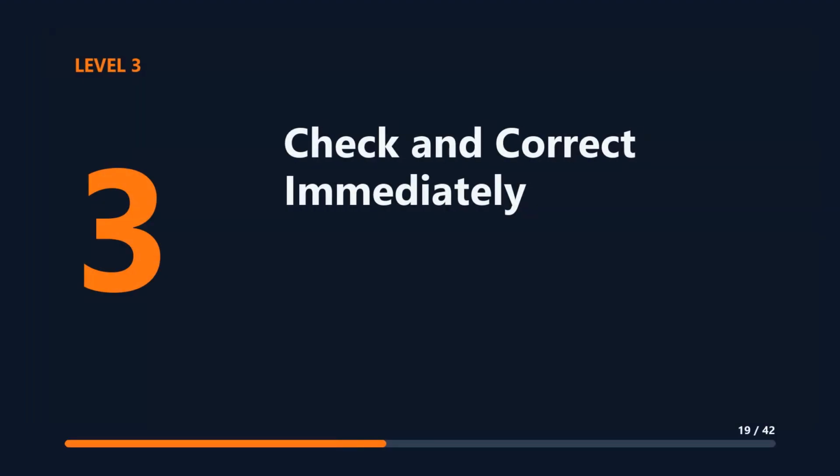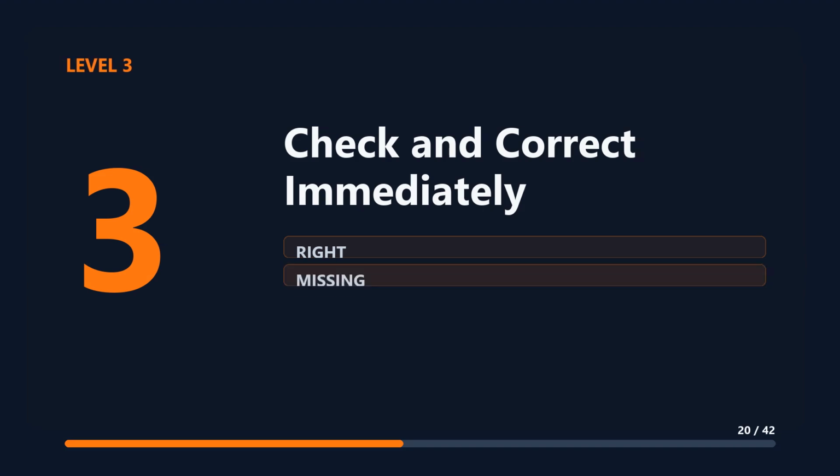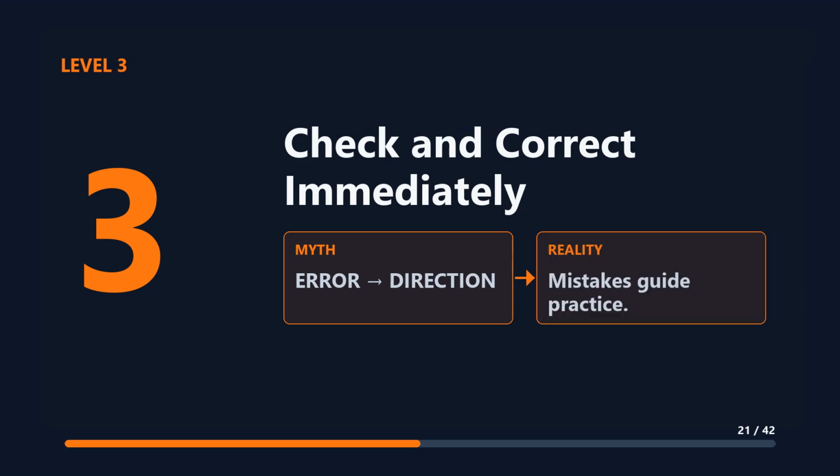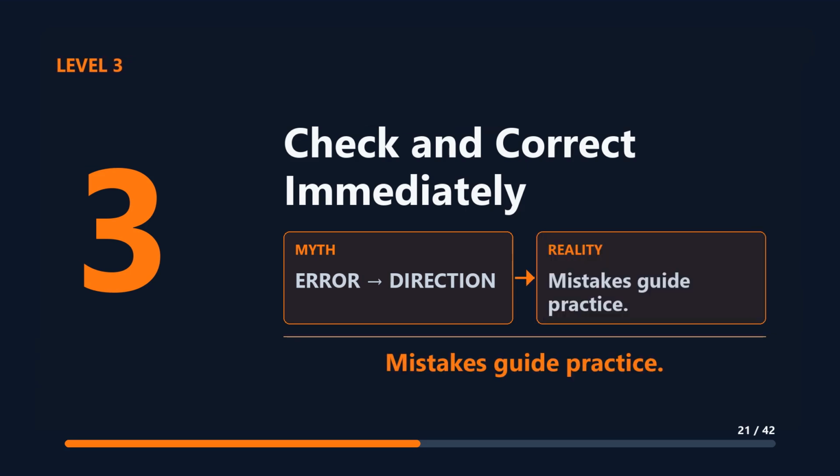Stage 3 is checking and correcting immediately. Compare your answer with a reliable source while your attempt is still fresh. Ava marks 3 things: what she got right, what she missed, and what she misunderstood. She does not rewrite the entire lesson. Checking is not the same as judging yourself. A wrong answer is not a final score. It is a map showing where the next useful practice should go.